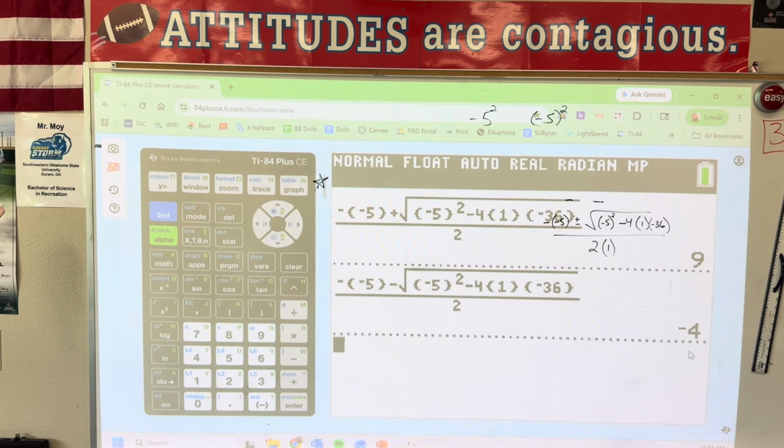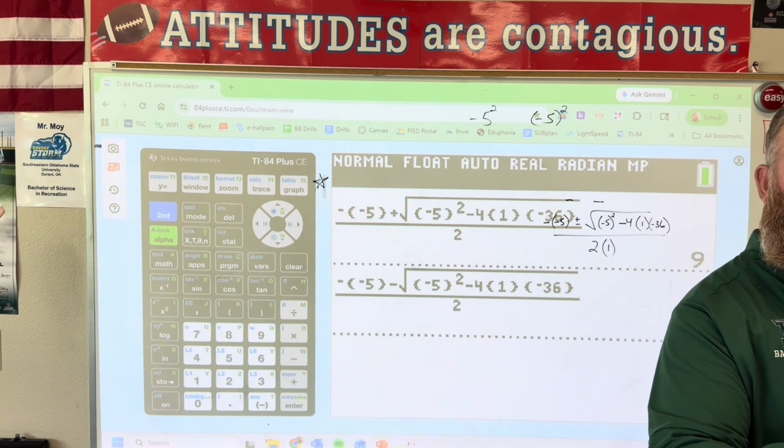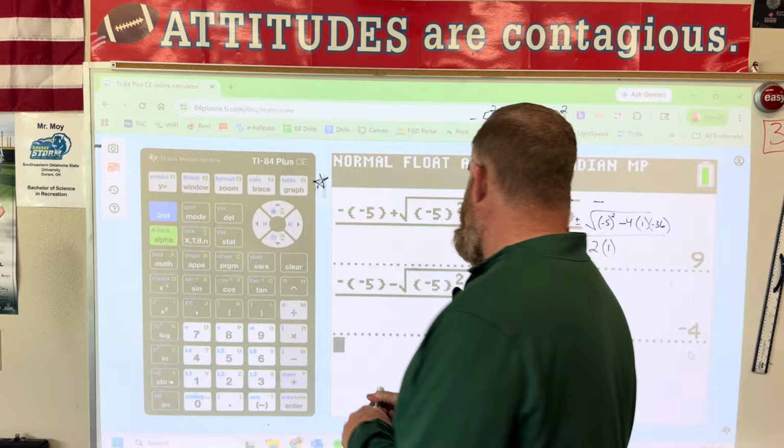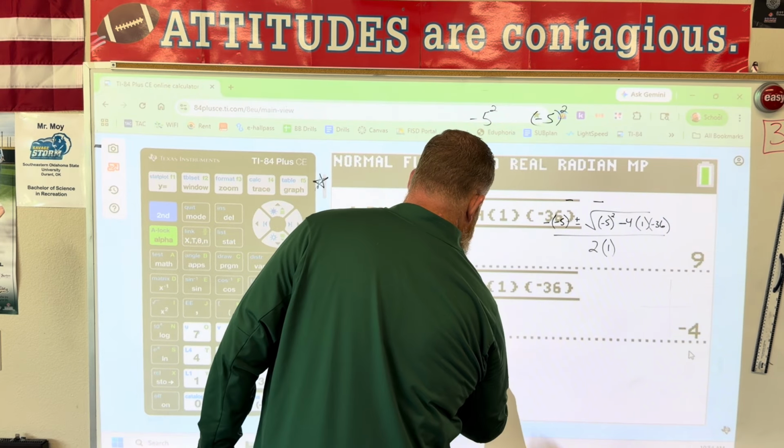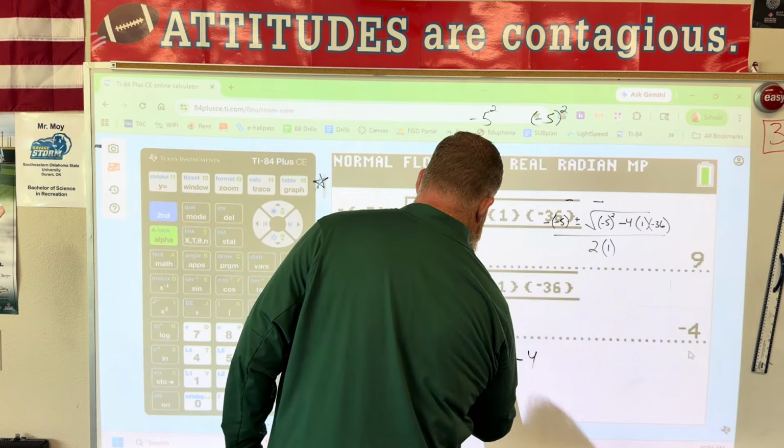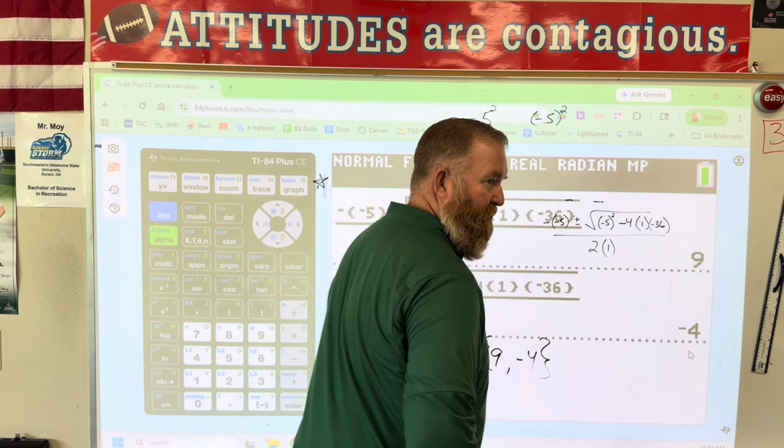What's my second number? -4. So kind of like last week when we would split it and set it equal to 0 and we'd have 2 different numbers. Today, my 2 numbers are 9 and what? -4. Those are my 2 answers. Those are my 2 factors.